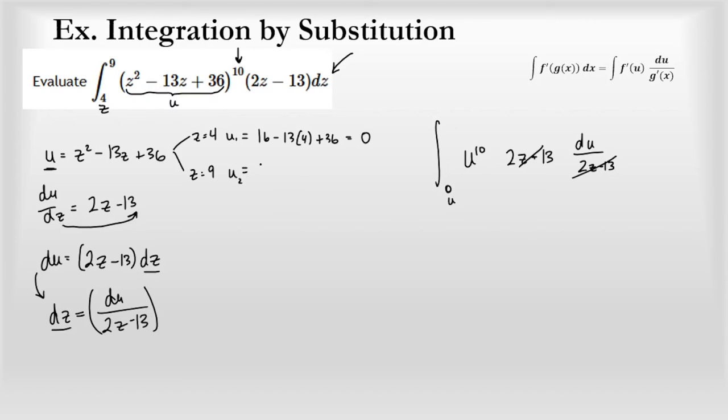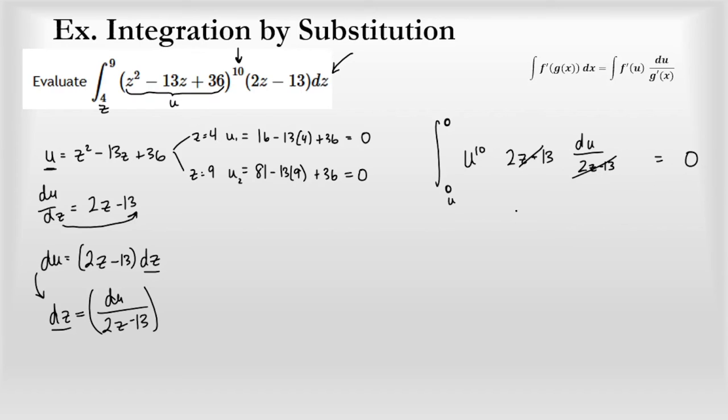Let's do the same thing over here. I'm going to get 9 squared, which is 81, minus 13 times 9, which is 117, plus 36. 81 and 36 is 117, minus 117 is 0. So our new endpoint at the top is also 0. That is not a mistake. You may see right now that the answer to this is 0. If I integrate from 3 to 3, the area under the curve is 0. If I integrate from 492 to 492, the answer is 0.